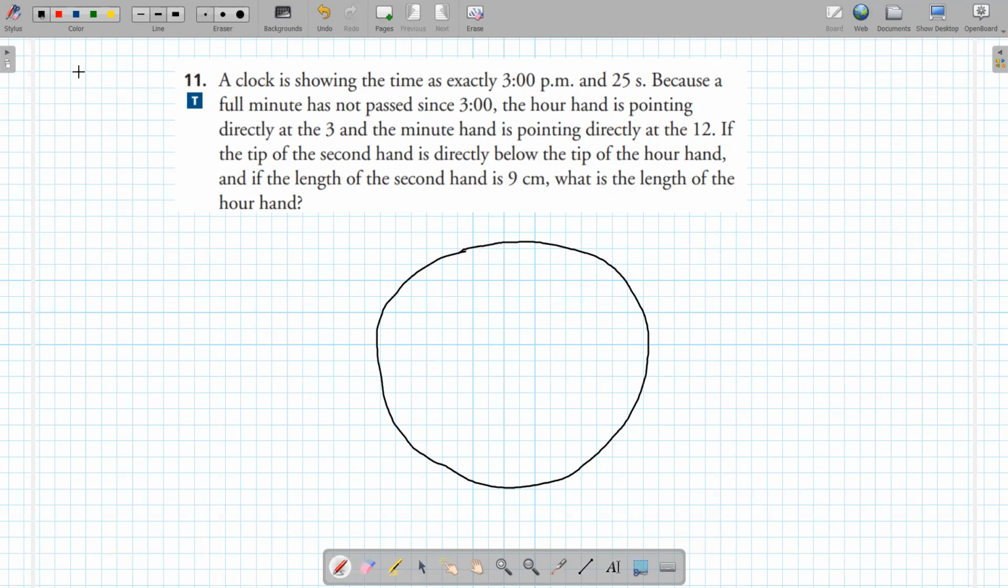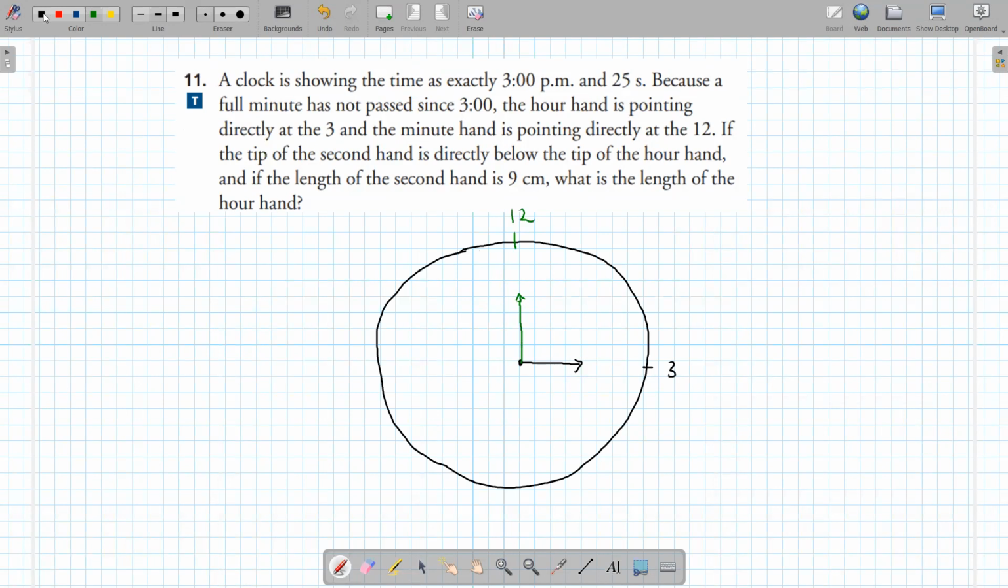It has an hour hand, which is the shortest, pointed towards 3. So let's say that's 3. At 3 p.m., the minute hand, which is slightly longer than the hour hand, will be pointed towards 12. So this is the minute hand. And then it says the second hand is pointed at 25.